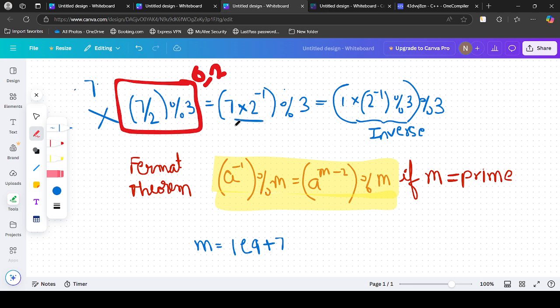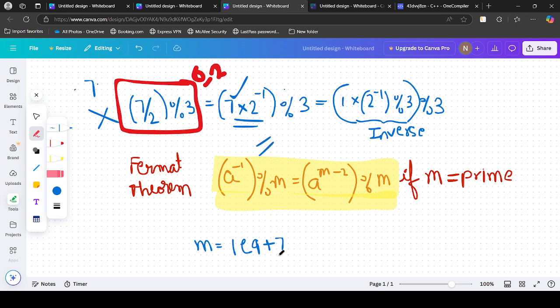So it is simply 7 into 2 power minus 1, because it is into 1 by 2 and it is 2 power minus 1 whole mod 3. So it is simply the multiplication. 7 mod 3 is equal to 1, and 2 inverse mod 3 and whole mod 3, as we discussed in the modular multiplication.